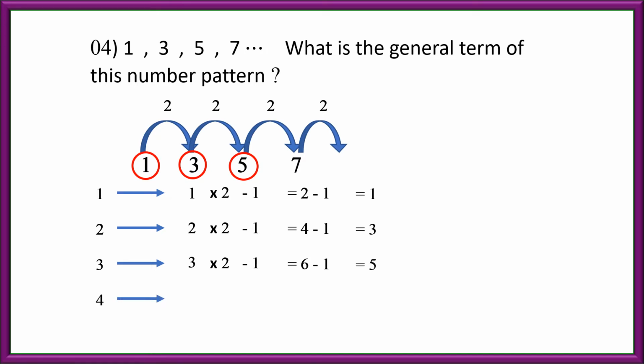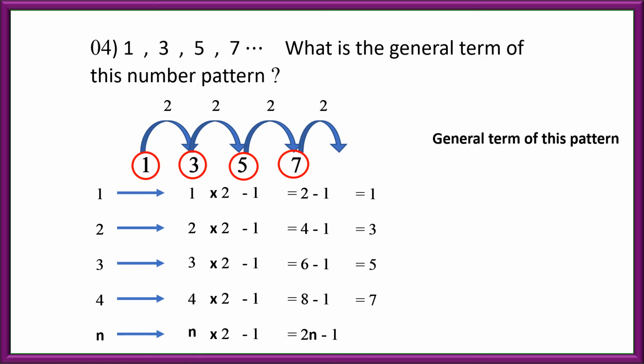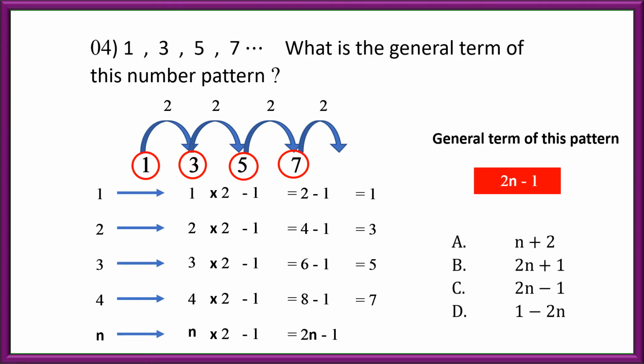Fourth term, 4 times 2 minus 1. That is 7. Likewise, we can take the expression for the nth term. n times 2 minus 1 gives us the nth term. That is 2n minus 1. Therefore, the general term of this number pattern we can take as 2n minus 1. Therefore, the answer should be option C.